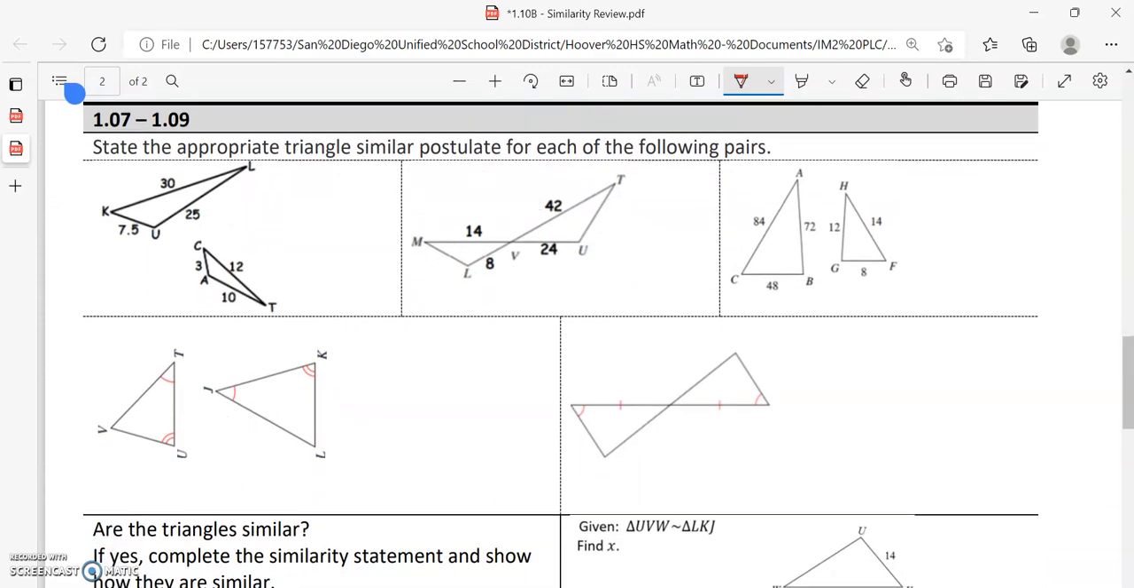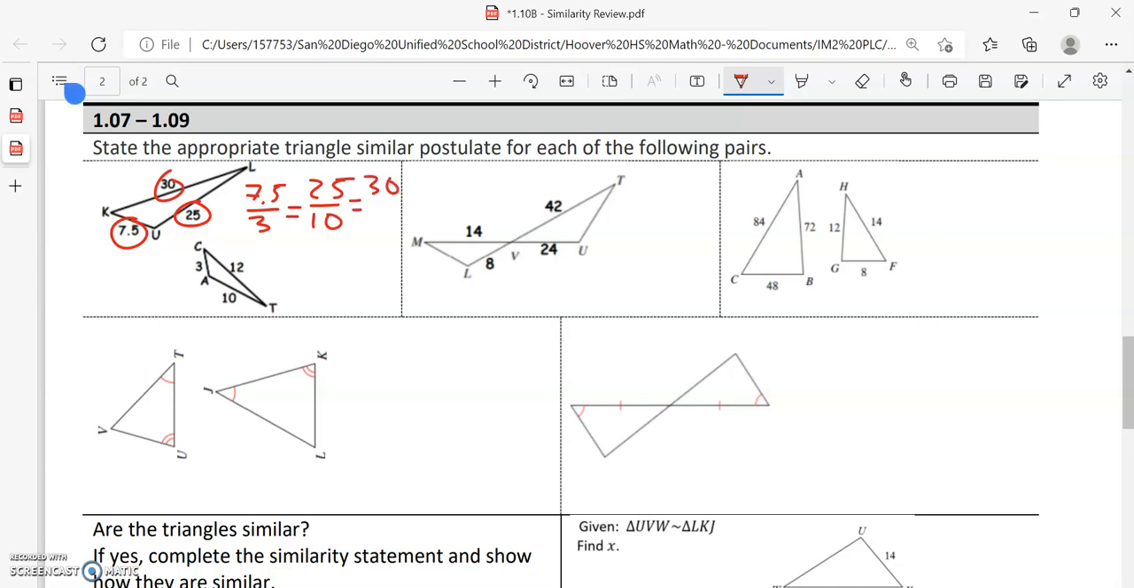All right, state the appropriate triangle similarity postulate for each of the following pairs. So this one looks like we have 3 sides, so we're using side, side, side. I'm going to do the big triangle up top. So we'll do 7.5, that's our smallest number, over 3. Our medium number is 25 over 10. And finally, 30 over 12. And that'd be side, side, side.